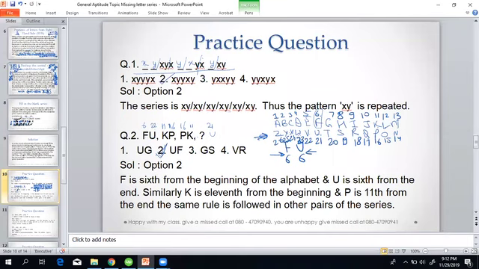So similarly, we have to do the next number is UF. So the position here is increasing like 6 plus 5, 11 plus 5, 16. So the next number should have to be 21. So the next letter from the left hand side should have to be the U, and the same position belongs to F.